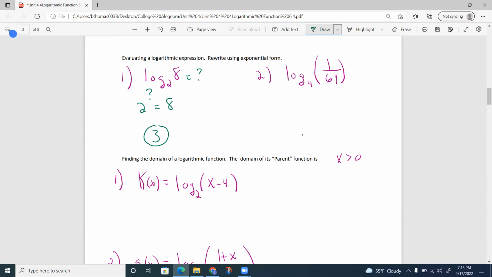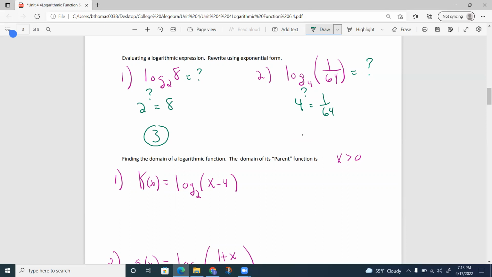So if I have the log of 1/64 base 4, again, what I'm looking for is actually the exponent. So my thinking is 4 to the what power equals 1/64. So essentially, I'm kind of writing this in exponential form in my thinking. So this is a mental step, if you will. I don't actually have to show that on paper, but that's what my thinking is. So 4 to the what power is 1/64.